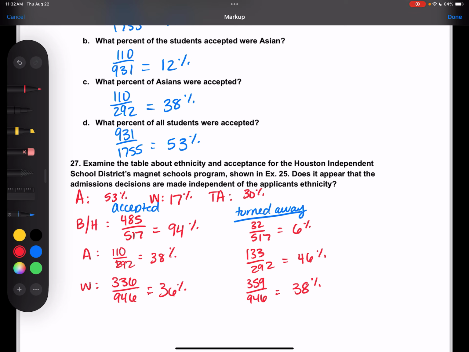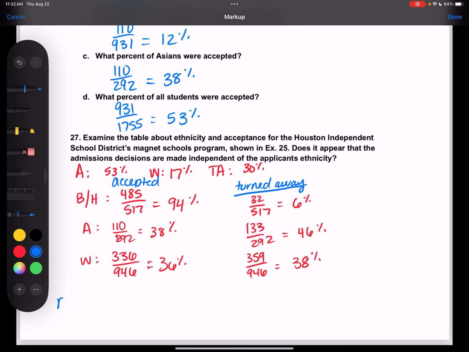be the same. Essentially, you should have just as many that were turned away as were accepted. So, are these numbers the same? No. So not independent. And basically to conclude that, we would say most applicants were white.